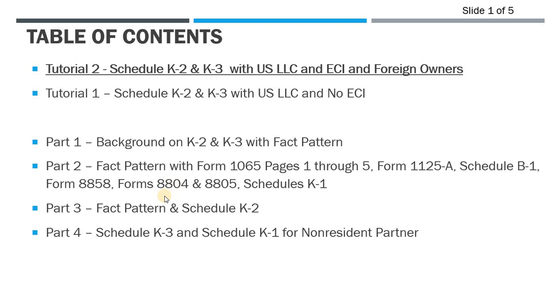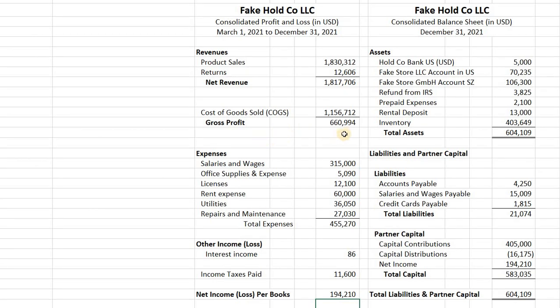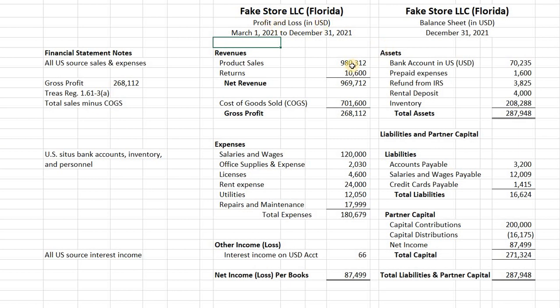So as far as what I have in front of me here, I've got the slide deck that we'll walk through. I do have a set of financial statements. So there's 3 sets of financial statements. This is the consolidated set of balance sheet and profit and loss for the company. And so I've got a separate one here. This is going to be one of our subsidiaries in Florida. So it's a Florida disregarded LLC.